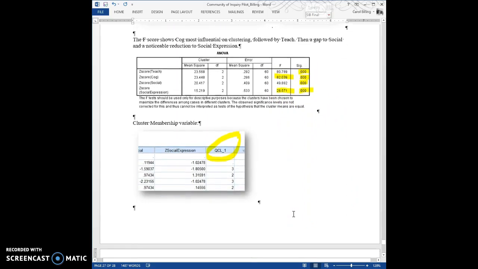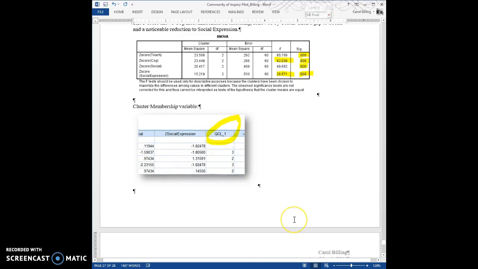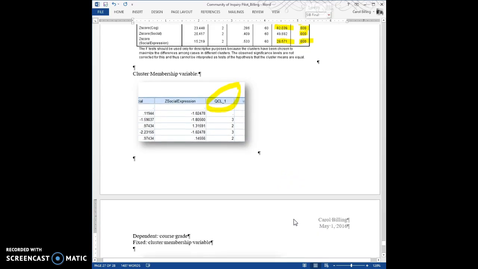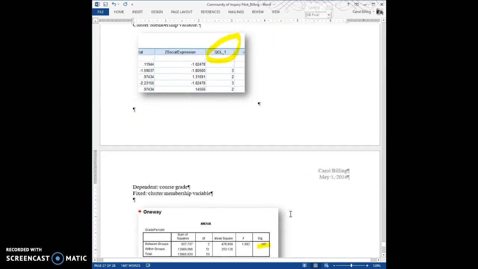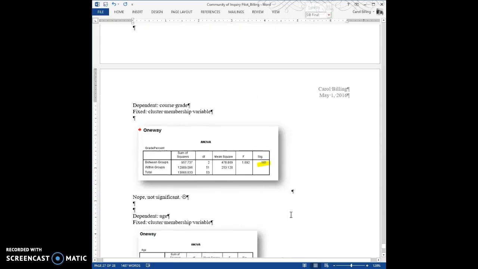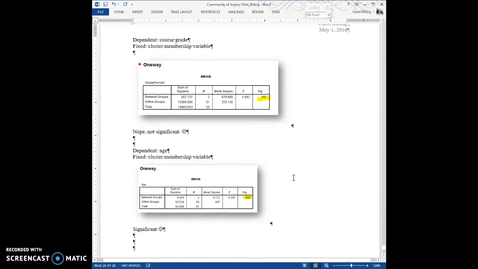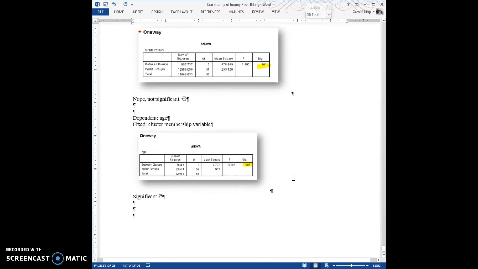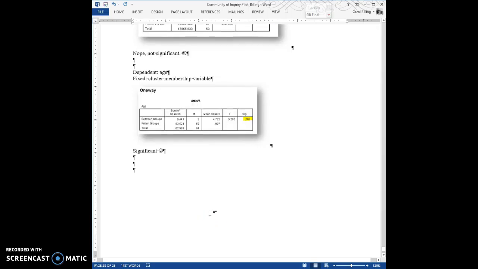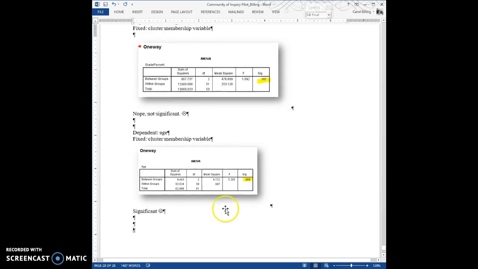Of course, I didn't stop there. Then I was like, what's this cluster membership thing? I want to see that. And then I'm thinking, that's interesting. I wonder what that's like against the course grade. So I ran an ANOVA, and it's not significant. So I go, okay, apparently nothing. And I was like, wow, that's kind of a bummer. Let's see if we can find something. So then I just did ANOVAs until I found one that was significant, and it was age. So, I don't know. There you go.